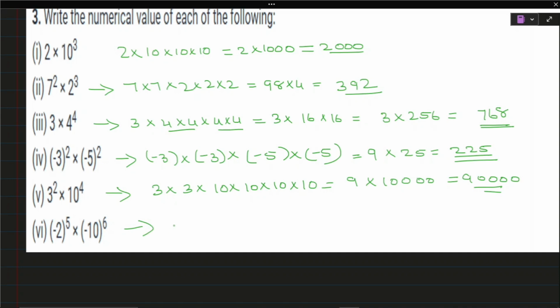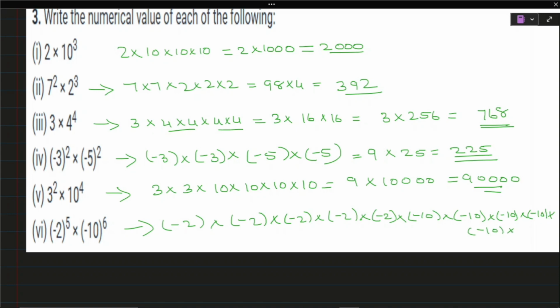Now next one, minus 2 raised to 5. That means minus 2 into minus 2 into minus 2 into minus 2, 5 times it has to be repeated because the power is 5. Now minus 10 will repeat 6 times. So minus 10, 6 times you have to multiply. Now below we will write minus 10 multiplied with minus 10.